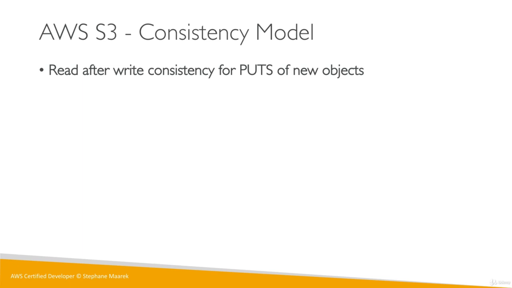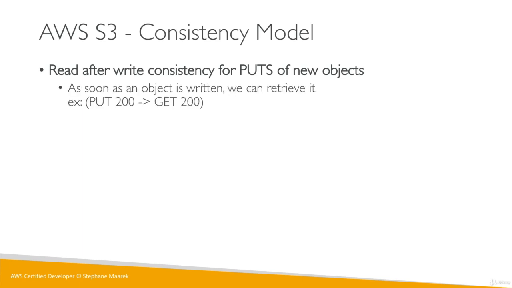The first one is the read after write consistency for puts of new objects. When we use the put object API and the object did not exist before, we will get read after write consistency. That means that as soon as the object is written, we can retrieve it. So if we do a put, we get a 200, that means okay. And then we can do a get on the exact same file and we'll get a 200, that also means okay. So just know that if you write a new object, you can retrieve it right away.